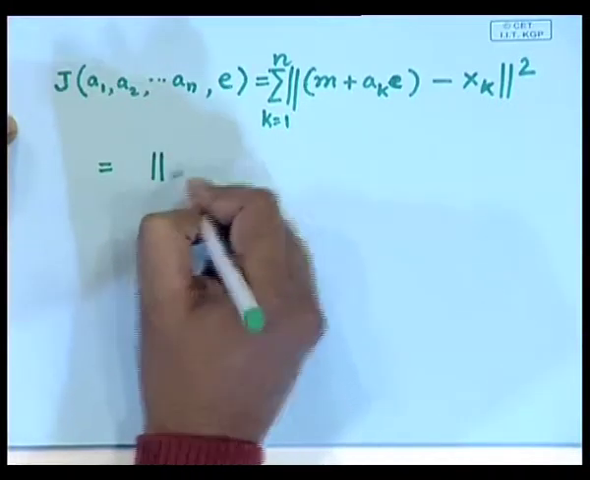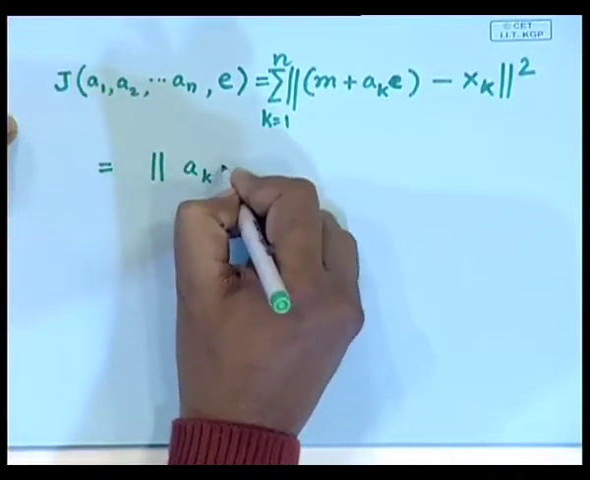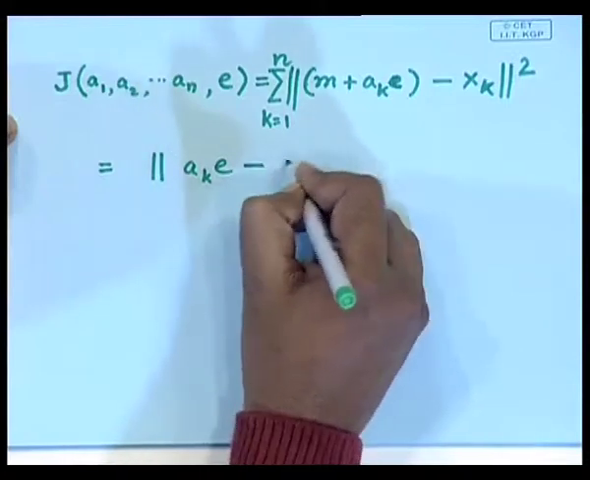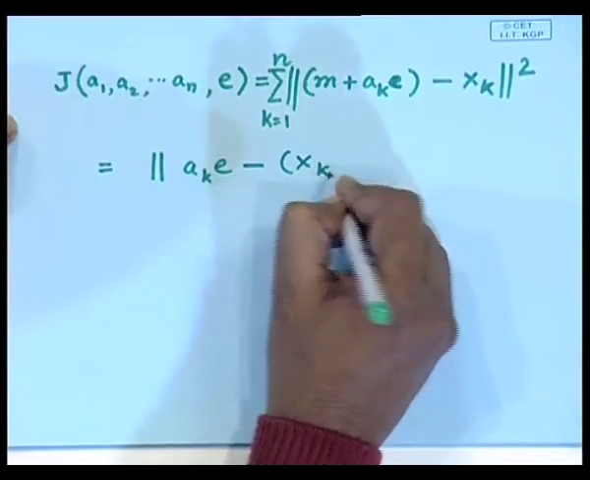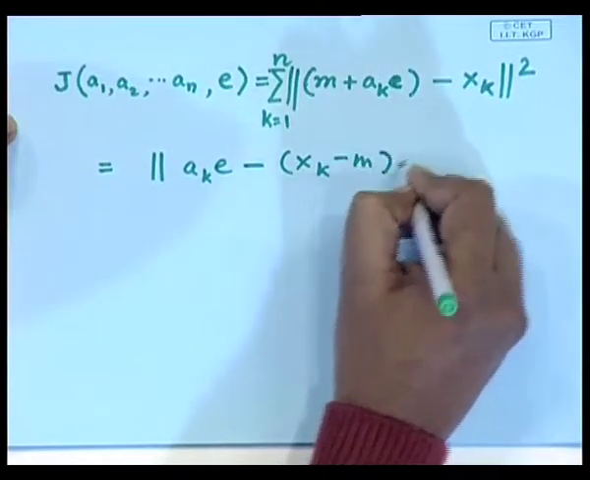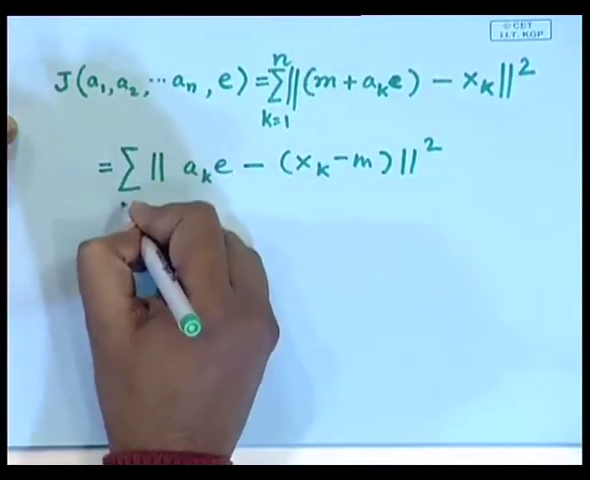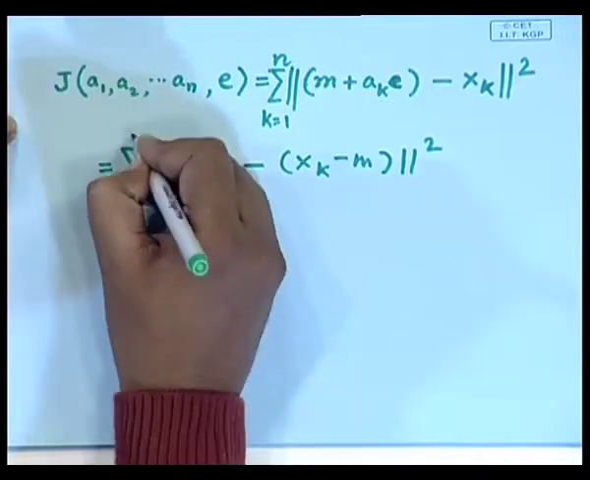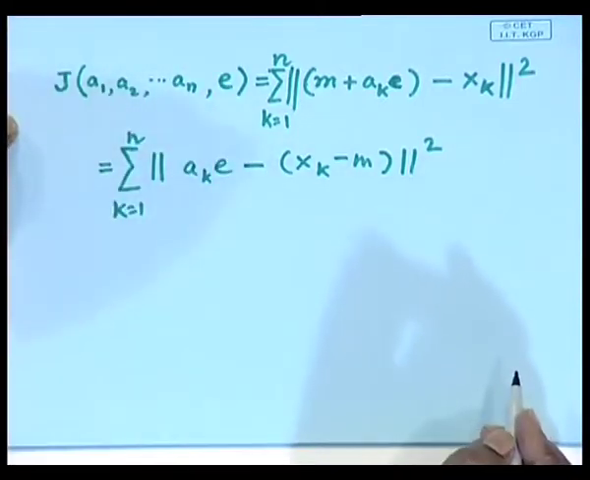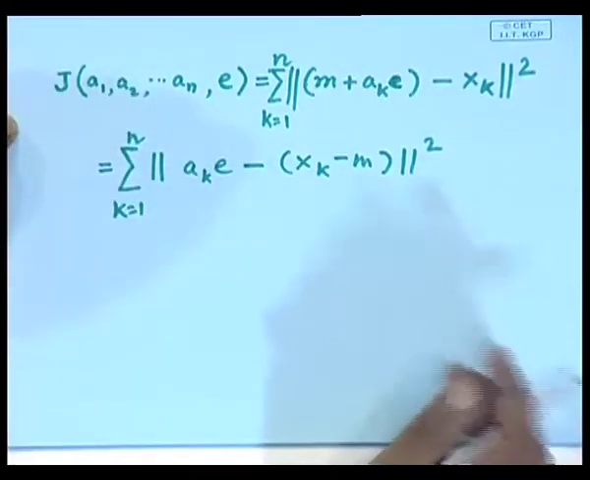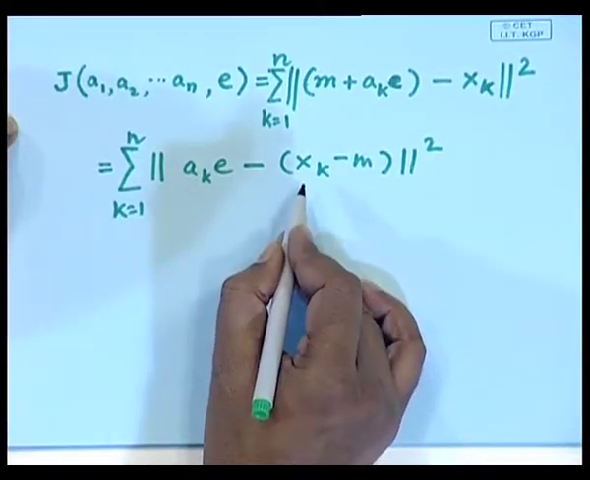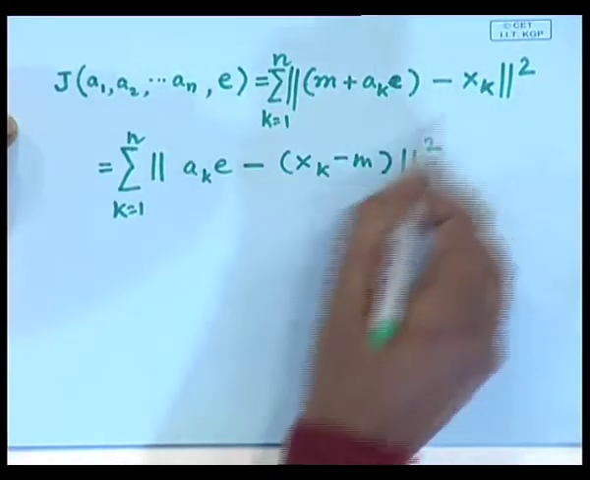Now, this expression I can write with a slight reorientation. This can be written as the summation over k varying from 1 to n of a k e minus x k minus m, square. I have simply rewritten this.